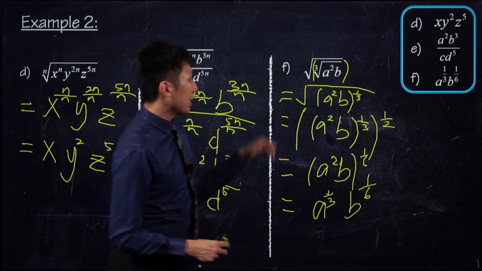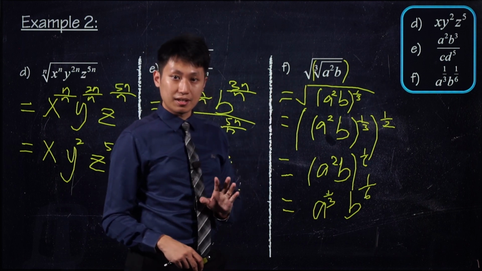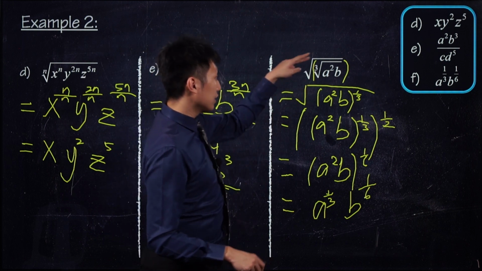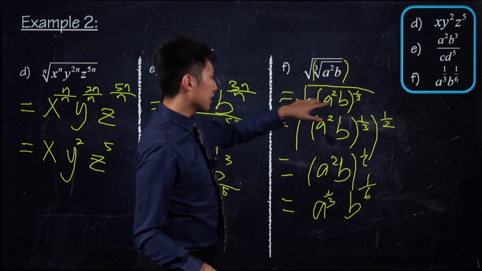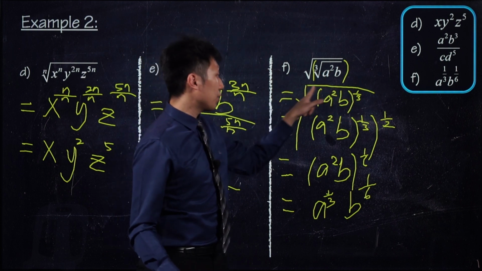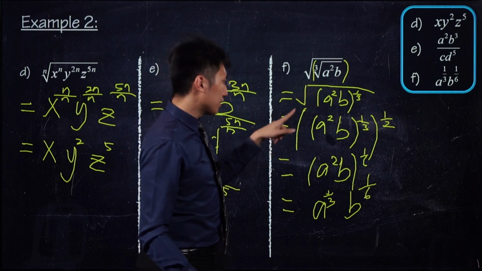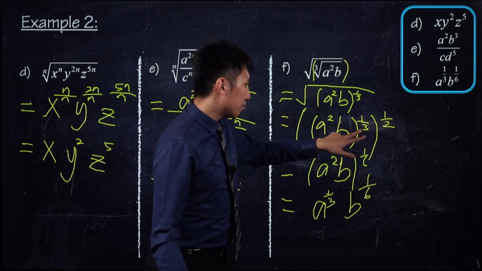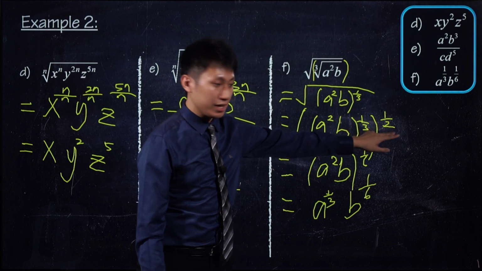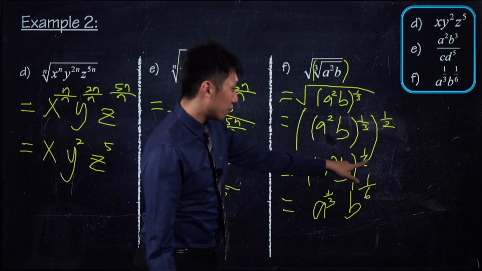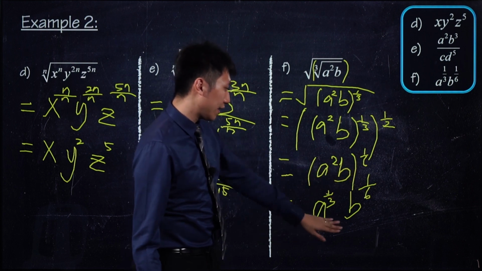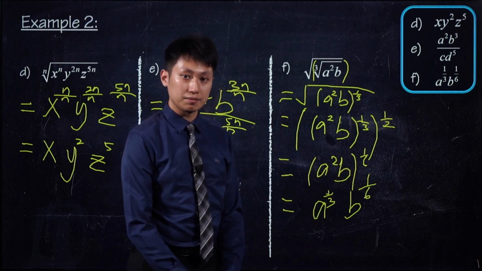Okay, just a recap. If you see this one, it's a bit scary, so you just leave the outside alone first, then do inside first. Inside is this one, 1 over 3. Then this one means square root. Square root means power of 1 over 2. Then power and power, you can multiply them, becomes 1 over 6. Then this one power of 1 over 6, and this one power of 1 over 6. You get a 1 over 3, b 1 over 6.